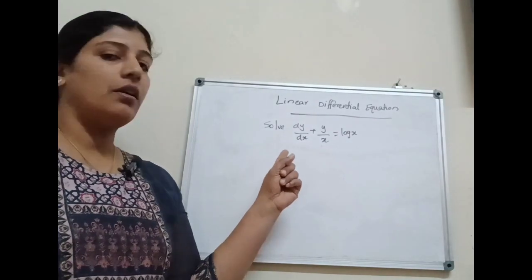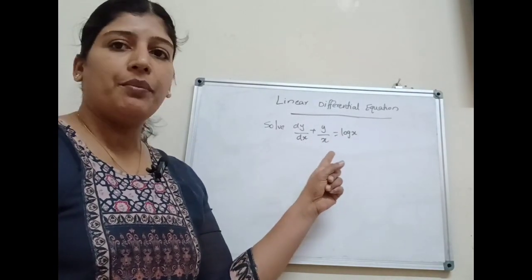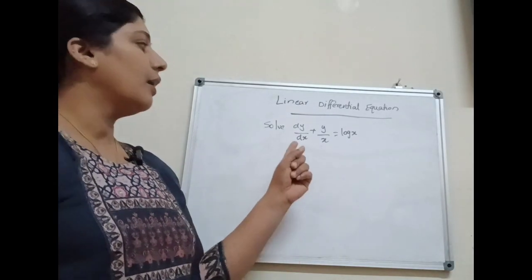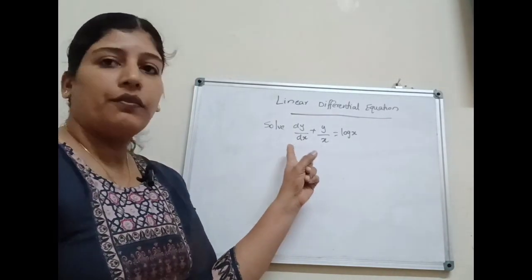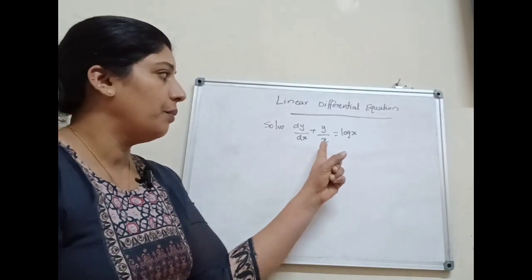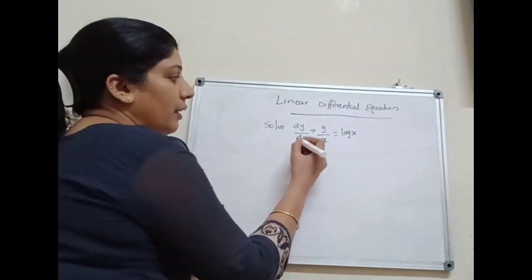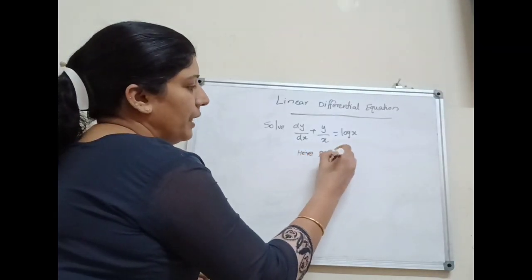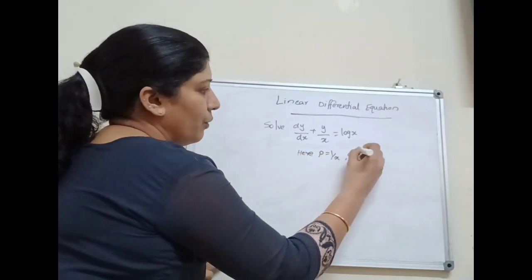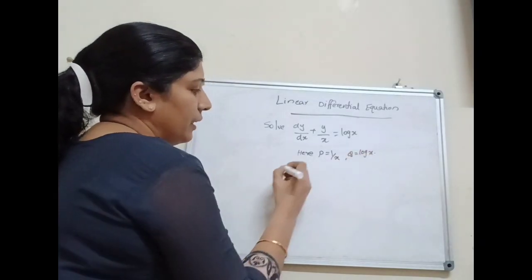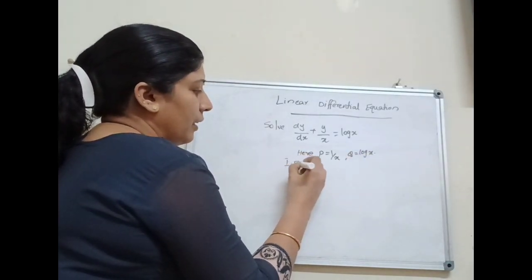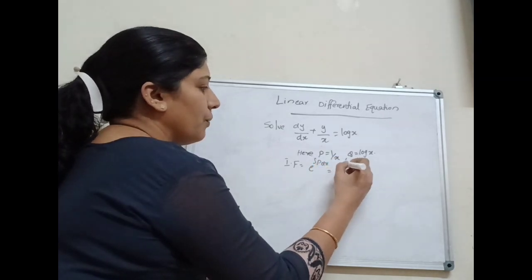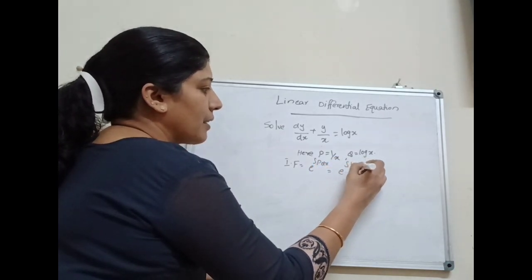Next question, solve dy by dx plus y by x equal to log x. Now here it is of the form dy by dx plus py equal to q. Here p is equal to 1 by x and q is equal to log x. Therefore, the integrating factor e raised to integral p dx is equal to e raised to integral 1 by x dx.